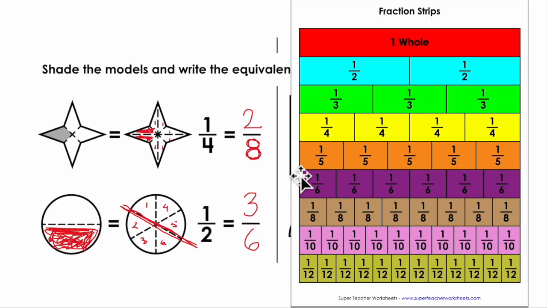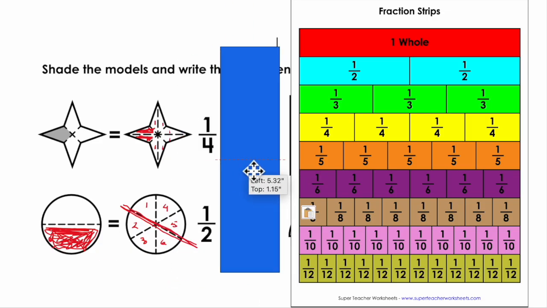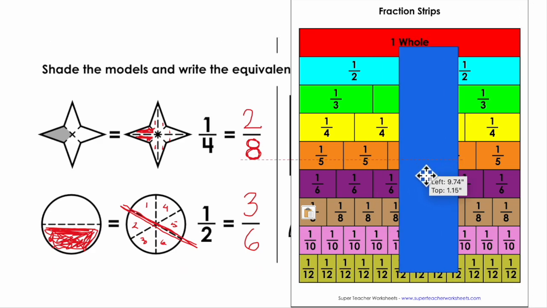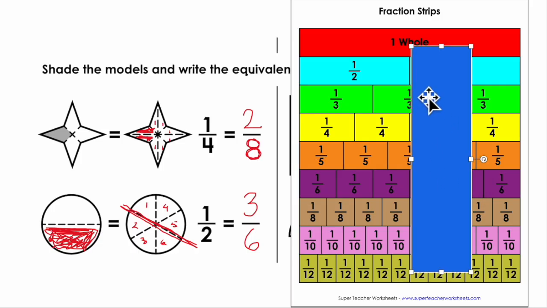bring it on back. Where's my straight edge? There it is. Gonna slide it in on over here. I'm lining it up with 1/2. Right, there's the 1/2 line right in the middle, right there, lined it up. 1, 2, 3 6s is equal to 1/2. That's what we're talking about. All right.